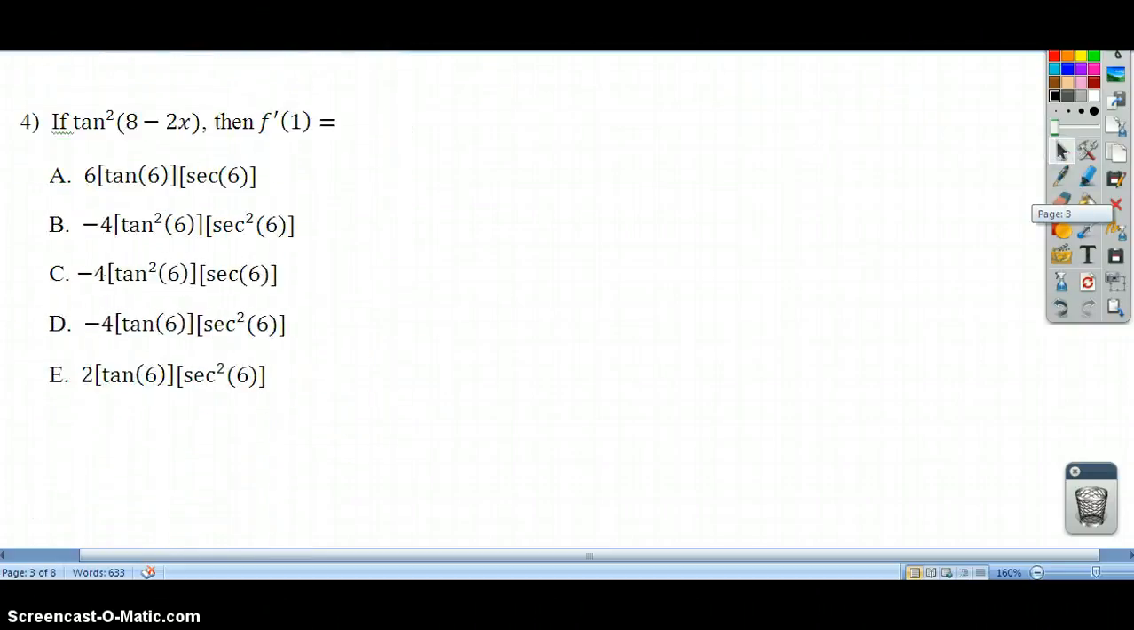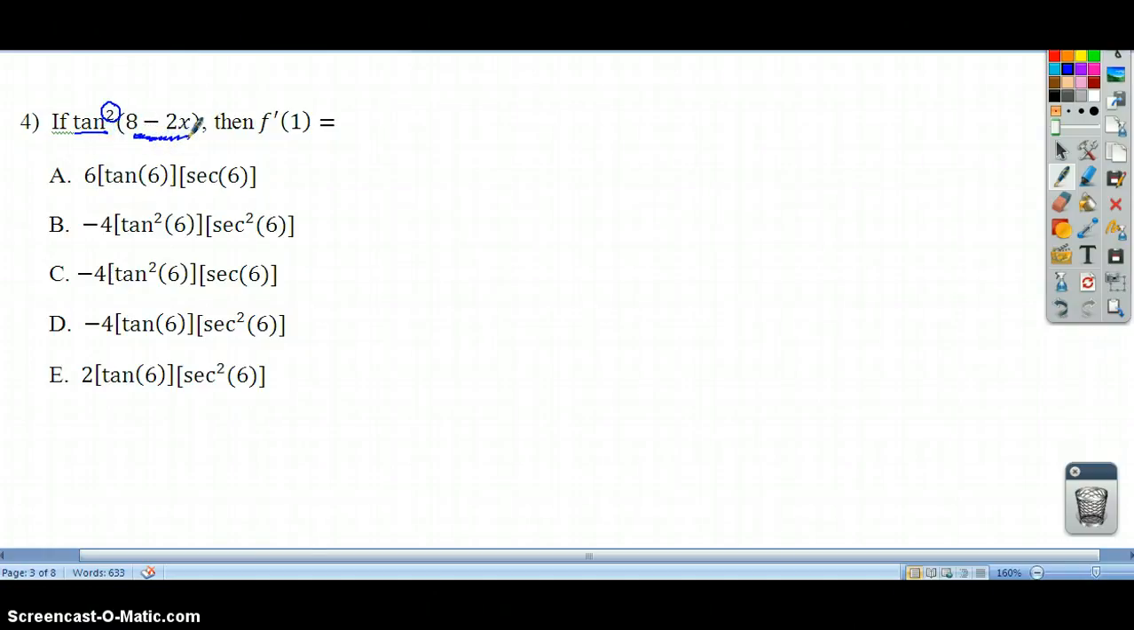So number 4. Okay. The tangent squared of 8 minus 2x, then f prime of 1 equals. And I think I forgot my f of x. So, all right, we'll take the derivative first, and then we'll plug in, substitute 1. So we have 3 functions here. We have a squared function, and then we have a tangent function, and then we have this function.